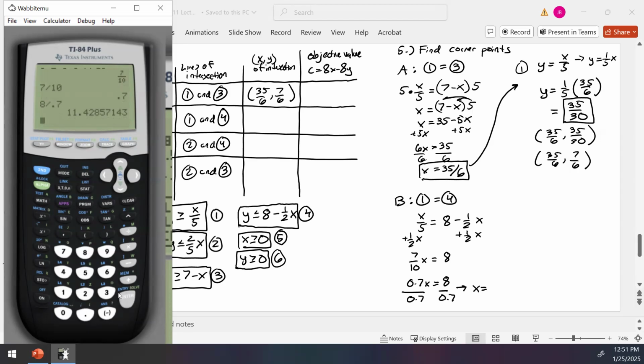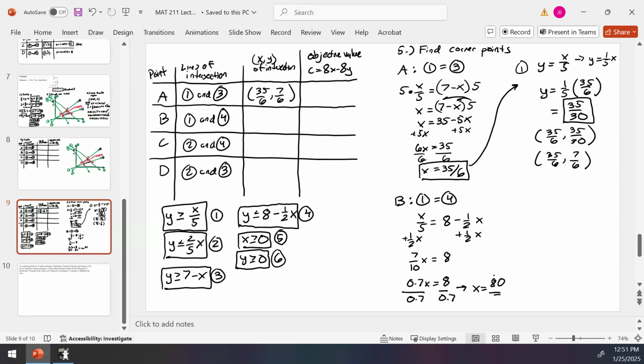11.42857. I don't like that answer. It's an ugly decimal. So I'm going to hit the math button, hit frac, and then I'm going to convert that to a fraction, 80 over 7. Right? Again, how you want to do this is completely up to you. Maybe you prefer to do it a different way, and that's perfectly fine. But just make sure that you always answer the question in the form that either the exam or the homework wants it, i.e. either fractions, decimals, simplified, or not.